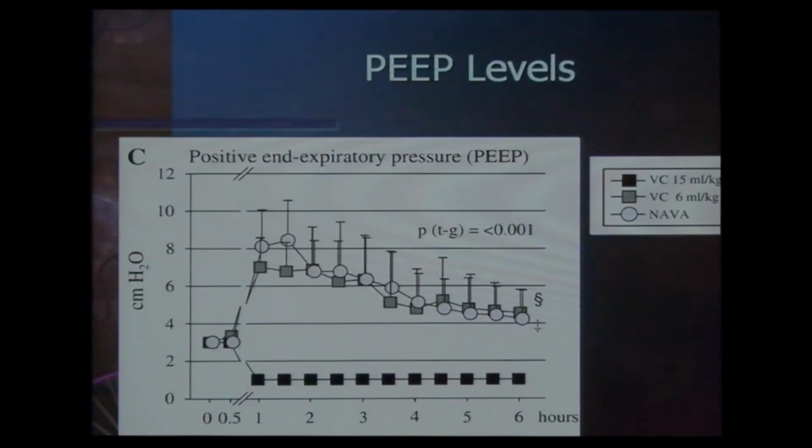Some had tidal volumes around 6 or so. Some had lower tidal volumes. What did that mean in terms of PEEP levels? Well, PEEP levels, you can see here, for the 15 ml per kilo, we kept relatively low. The PEEP levels were virtually the same for the NAVA and the 6 ml per kilo group.